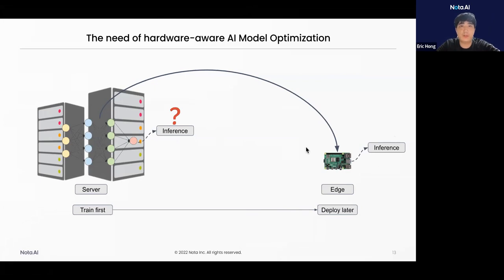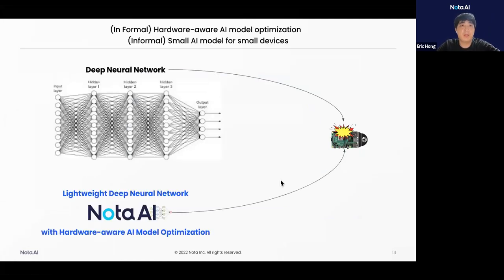When I say small device, it's an edge device like Raspberry Pi, Arduino, or Jetson Nano, and so on. We call it, in formal terms, hardware-aware AI model optimization. Informally, we call it small AI model for small devices. This is our slogan. We make small AI models for small hardware, small devices. So this is what we do.